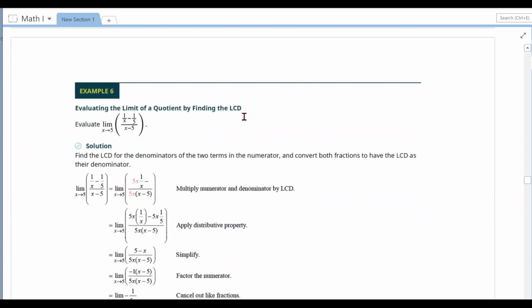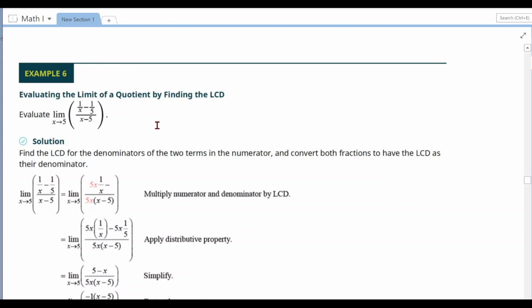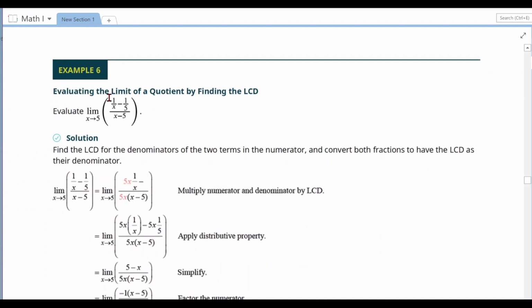How about the limit of a quotient? You can do that by finding the LCD, or the lowest common denominator. For example, here we have the limit of 1 over x minus 1 over 5, over x minus 5, as the value of x approaches 5. So we can solve this problem by using the lowest common denominator.